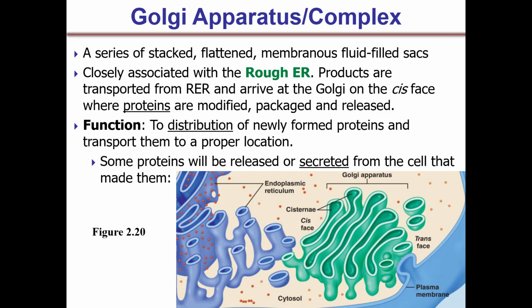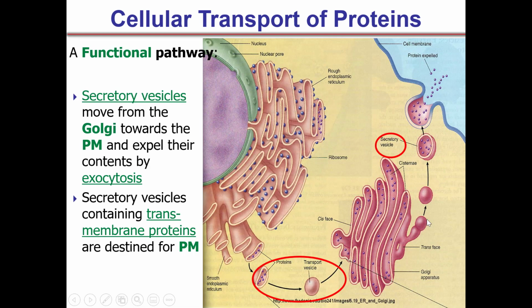Prior to the proteins being secreted out from the cell, if they're destined to work somewhere else, sometimes the cell needs the proteins that are newly made. So proteins can sometimes be destined to stay within the cell to do their work. But the Golgi apparatus, or Golgi complex, depending on which reference you're reading, they mean the same thing. It's all tied into distribution of newly formed proteins.